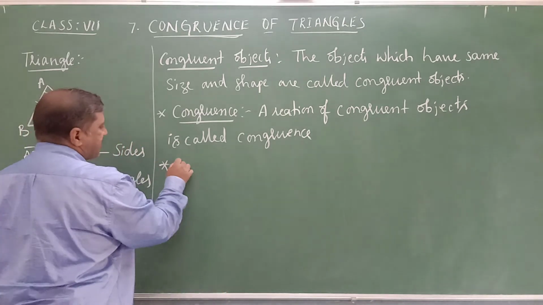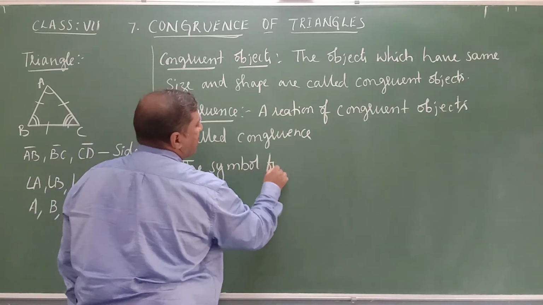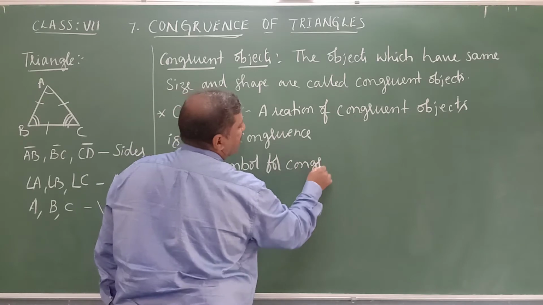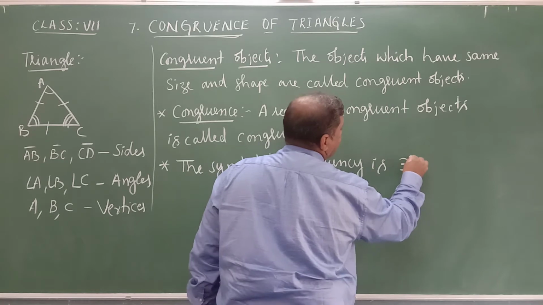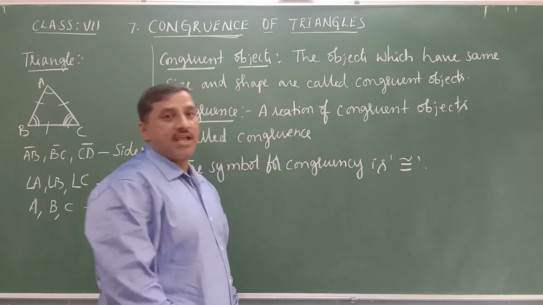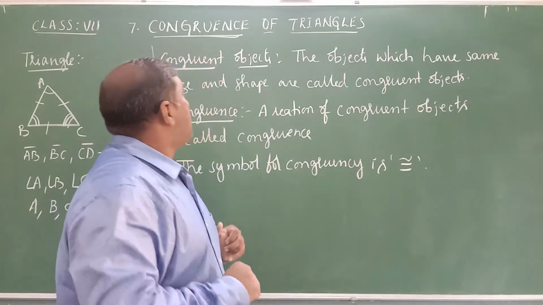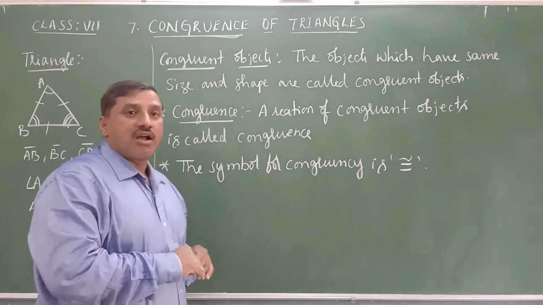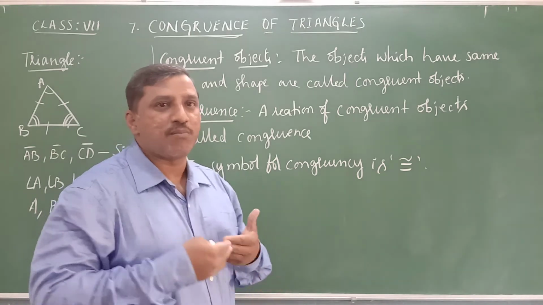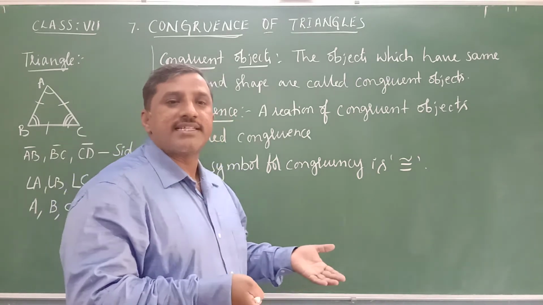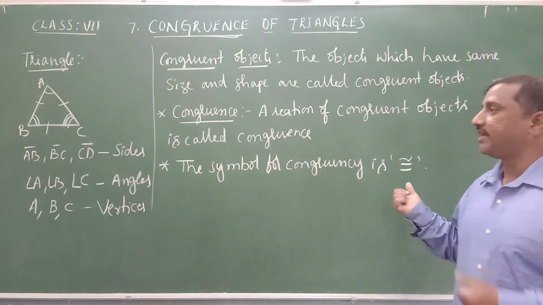The symbol for congruency is yes, this is the symbol for congruency. We will use this symbol to represent the 2 congruent figures. So now we will discuss the congruent line segments. I gave you many examples of congruent figures like postal stamps, coins, your textbook, the cover pages. Many things you can take as congruent objects.